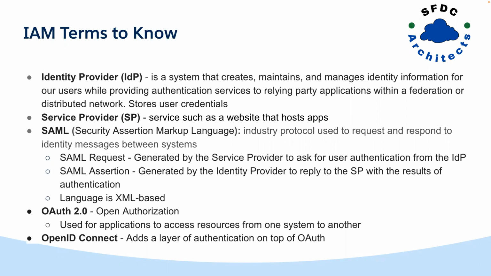A SAML assertion comes from the identity provider once they have processed the request, and it can be yes, that person is allowed, or no, that user is not allowed. The assertion is not always a positive thing. You might come back with no, that person does not have access, don't proceed.